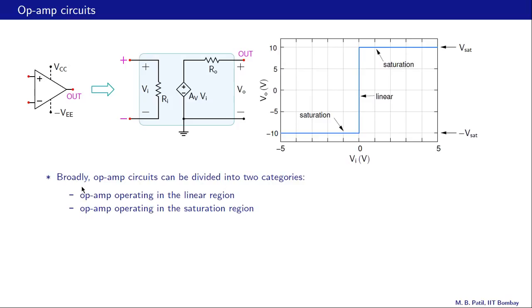Now broadly, op-amp circuits can be divided into two categories. Op-amp operating in the linear region, one category. Op-amp operating in the saturation region, second category. And in this course, we will have a chance to look at both types of circuits as we proceed.